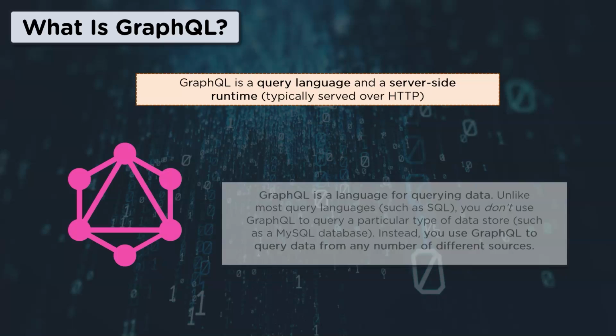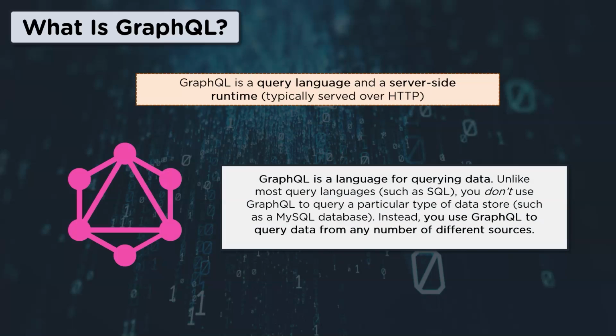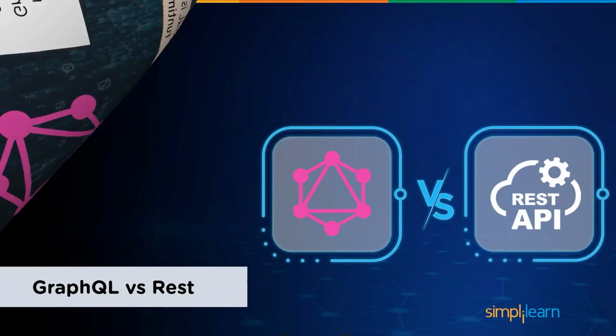So basically, GraphQL is a query language that is used for querying data, and unlike other querying languages like SQL, it does not use a particular type of data storage or a database. So instead, GraphQL can be used to query data from any number of different sources. So this was about GraphQL.